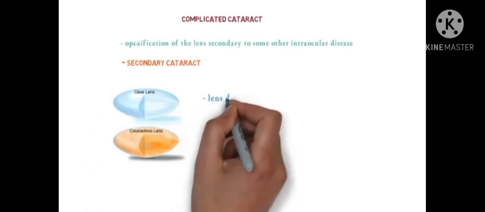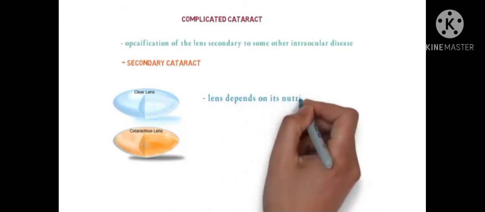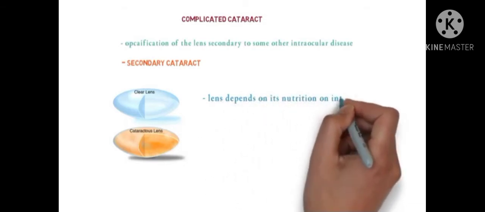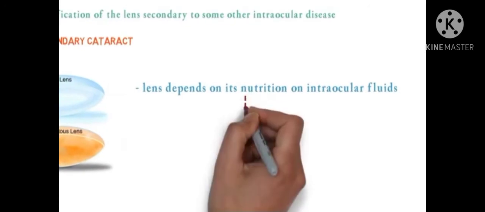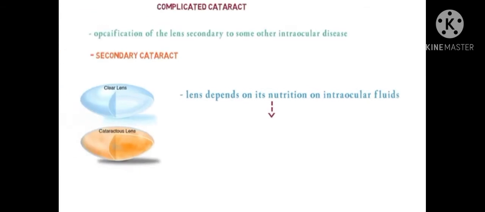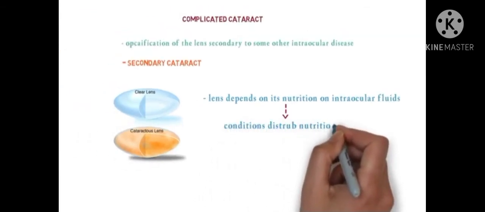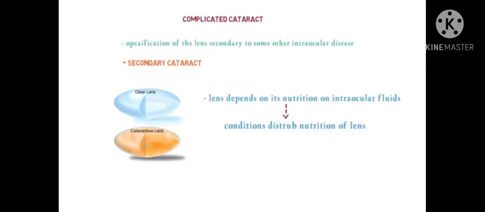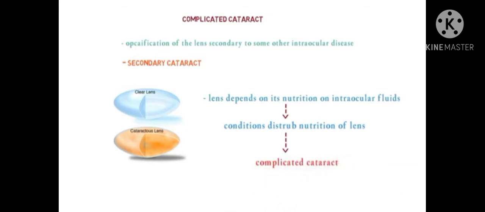Now we know that the lens depends for its nutrition on intraocular fluids like aqueous humor and vitreous humor. So, if there is a disturbance of the nutrition of the lens due to inflammatory or degenerative diseases of the other part of the eye, such as iridocyclitis, ciliary body tumors, or myopia, or anterior segment ischemia, then it may cause the secondary cataract, that is complicated cataract.